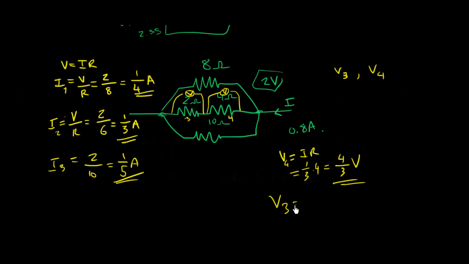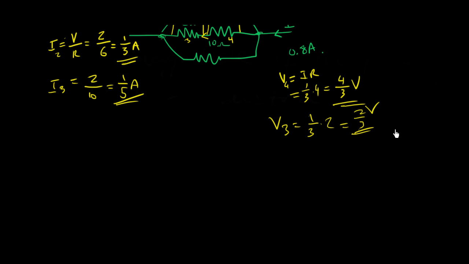What about V3? V3 is going to be the same current that's going through one resistor is going through the other, because the current's conserved. Same current times a different resistor, which is just 2 ohms instead, so that's 2/3, right? So we've got 2/3 of a volt plus 4/3 of a volt. What do we get if we add them? Well, 4/3 plus 2/3 is just 6/3, and that is, in my books, 2 volts.